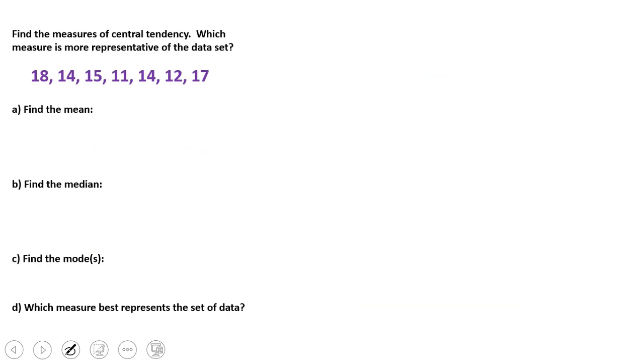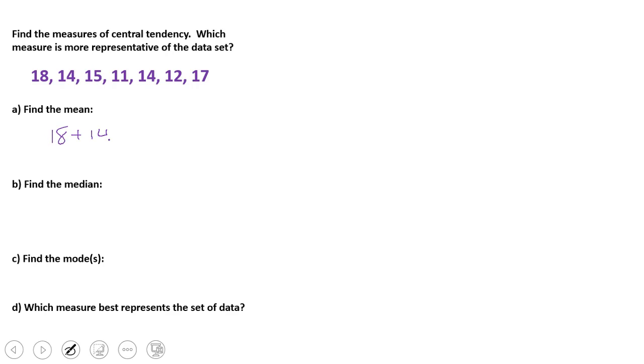So the first example, where we're going to find the measures of central tendency, and we are going to then decide which one of those measures represents the data the best. And so the first thing we're going to do is the mean, and we already wrote down that to do the mean, we have to add up all the items. So let's just get right and dirty with it.